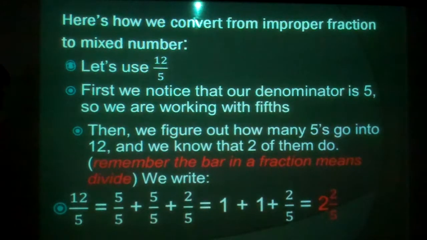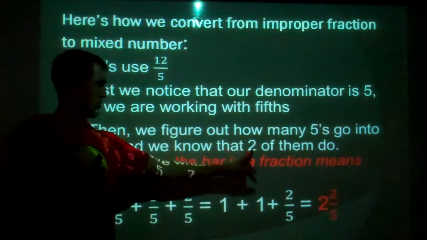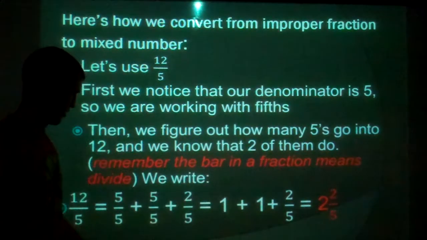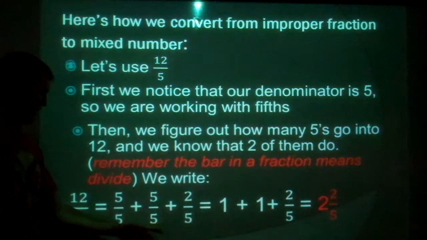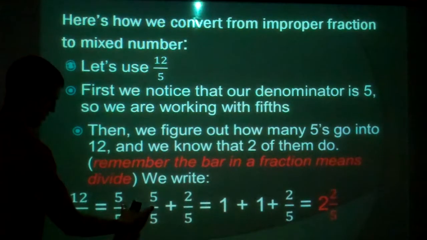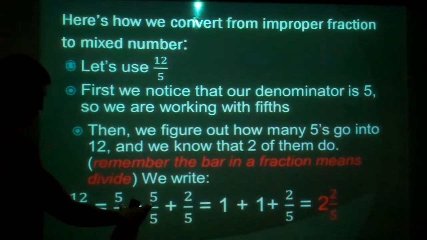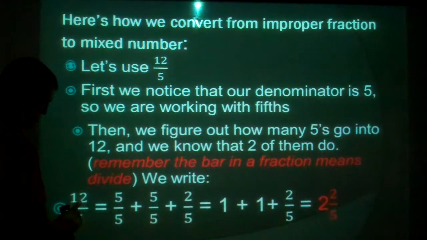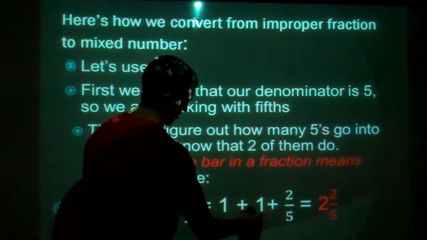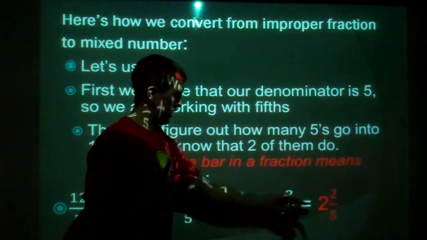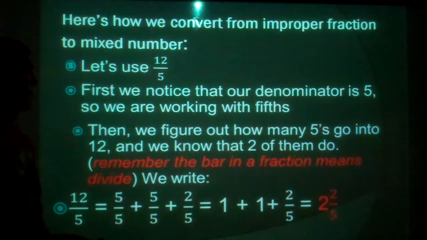So, if I rewrite this, 12 over 5 is actually equal to 5 over 5, which is 1, plus 5 over 5. So remember we said that 2 5s go into 12. Here's where the 1s come in. So here's our 2 5s. We have 1 plus 1. And then if we added these together, we'd have 10 over 5. And we'd have 2 left over. That's where the 2/5 comes in. 1 plus 1 plus 2/5. 2 and 2/5. That's one way we can do it.